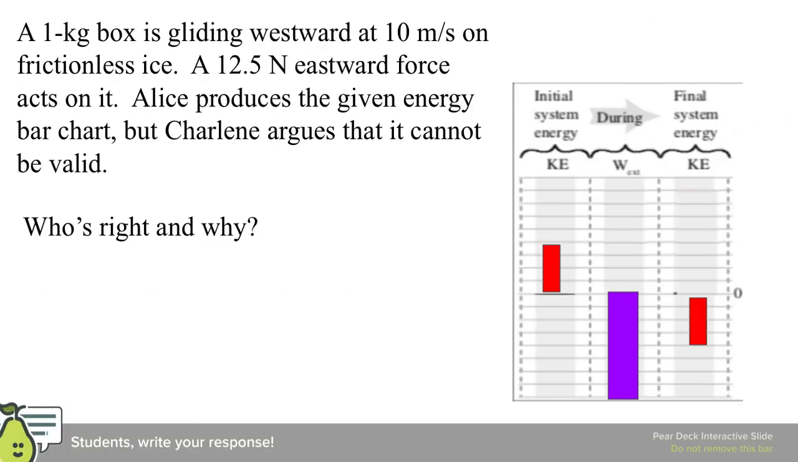A 1 kilogram box is gliding westward at 10 meters per second on frictionless ice. A 12.5 Newton eastward force acts on it, so opposite to its direction. Alice produces the given energy bar chart, but Charlene argues that it cannot be valid. Who's right and why?